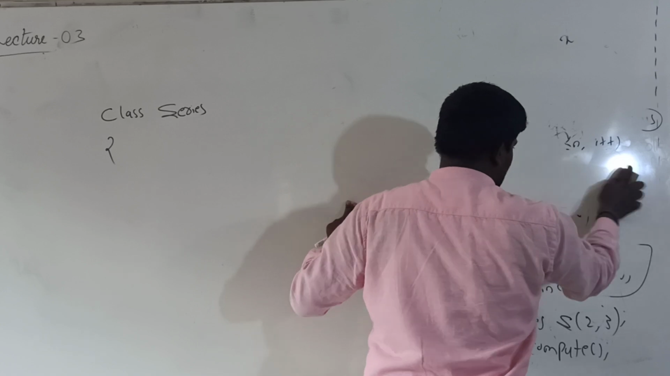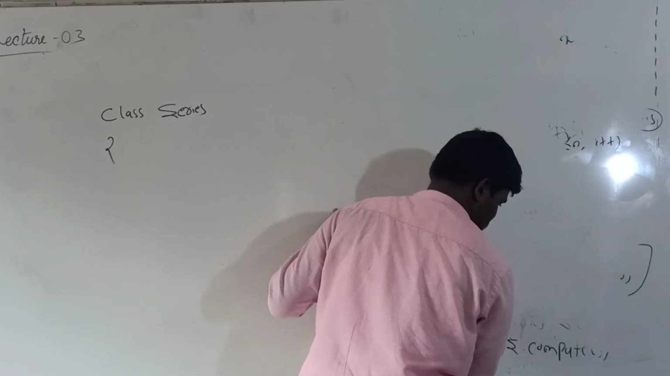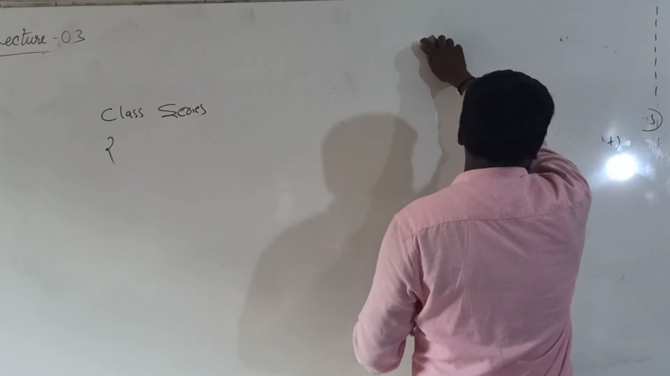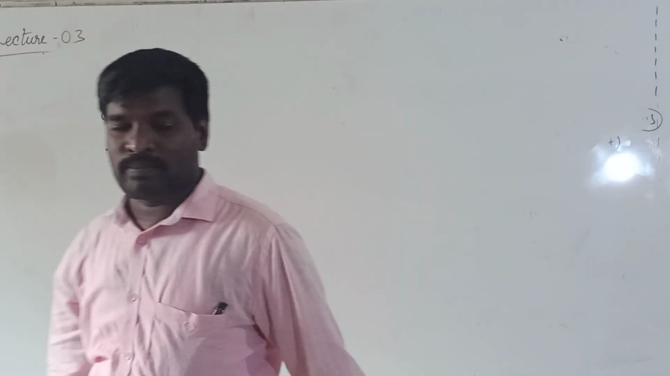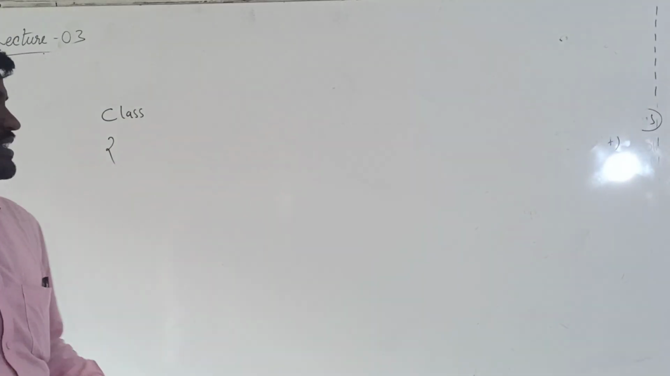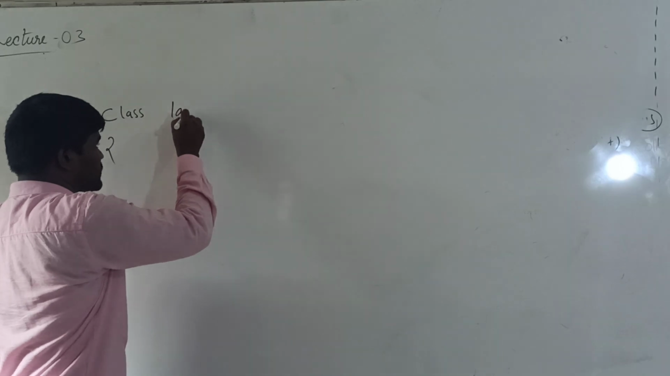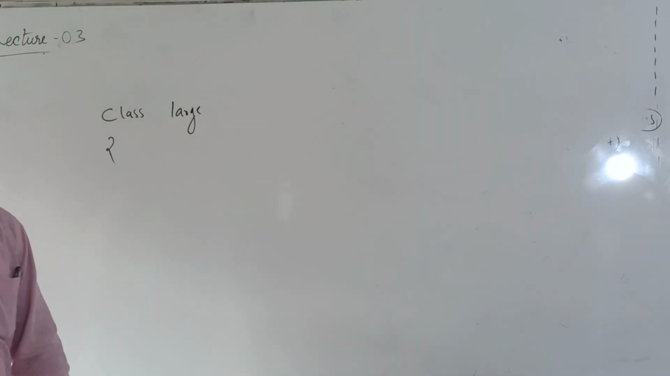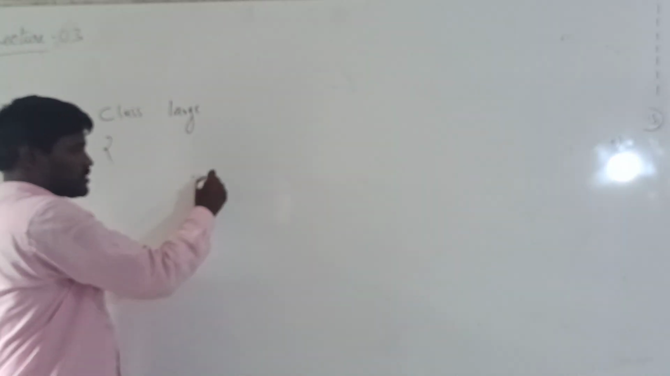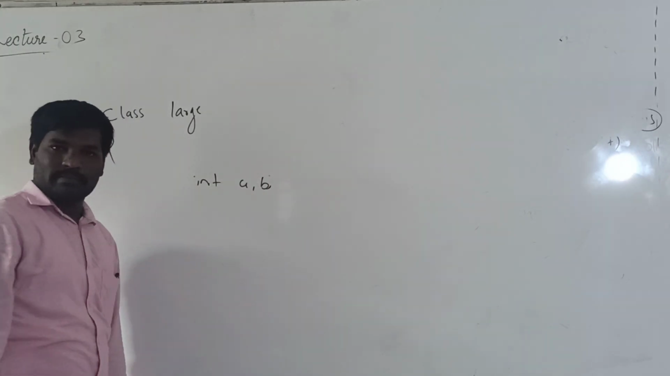So you can solve at least 2 to 3 examples, then you will get the complete idea. So what is a parameterized constructor, and how will the parameterized constructor work? Okay, so now you have to consider another example. Just take the largest of 2 numbers. So class large. Here the number of inputs are 2, that is int a, b.